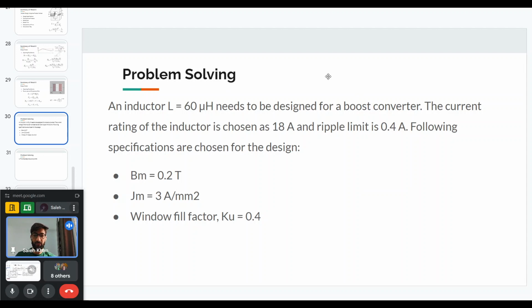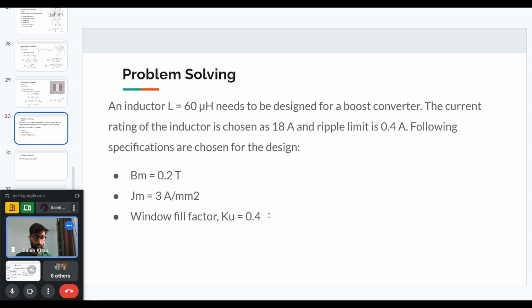So these were the converter specifications that I was talking about. And then we are also told the working flux density is 0.2 Tesla. The current density should be 3 amperes per mm square, and the window fill factor is 0.4, which is 40% basically.